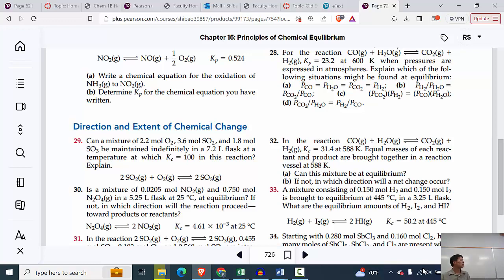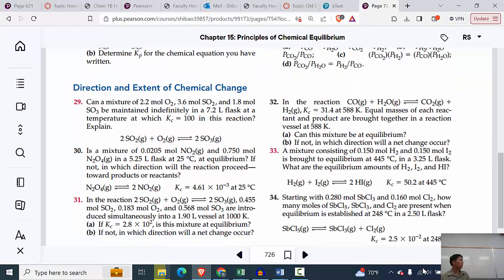All right, then the next section deals with direction and extent of chemical change. Direction of the change is given by Q. Is Q equal to K? Is Q less than K? Is Q greater than K? We can get the direction. The extent of chemical change is like the percent. How much did it react? So we can get the direction.